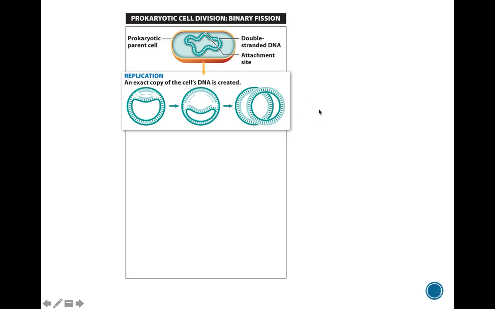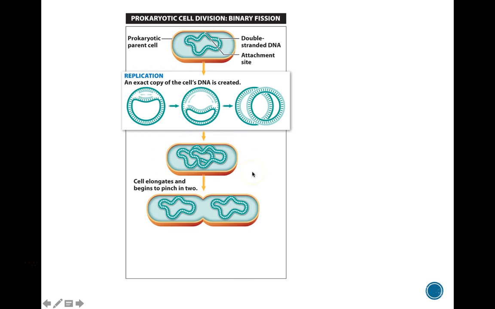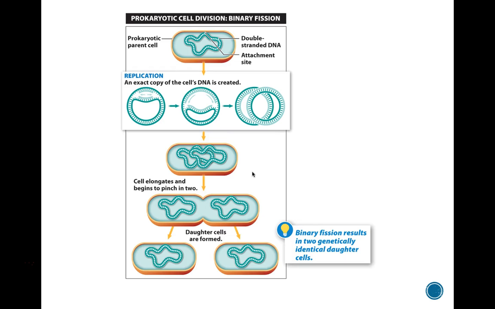Now this DNA is exact copies. It's as if you were to take a piece of paper and photocopy it. It should be exactly the same, carrying exactly the same genetic information. So here we have our cell with 2 chromosomes, identical copies in the cell. The cell begins to stretch out and pinch in the center. The DNA is partitioned into either cell, and eventually we end up with 2 fully formed daughter cells containing exactly the same genetic information that the parent had. So these guys are genetically identical to each other, and they should also be genetically identical to the parent.